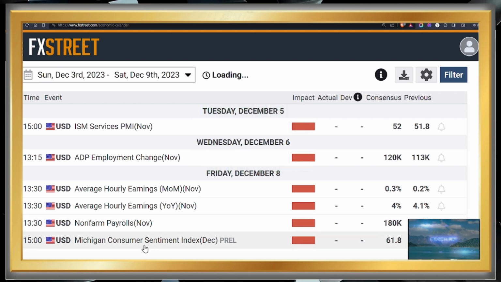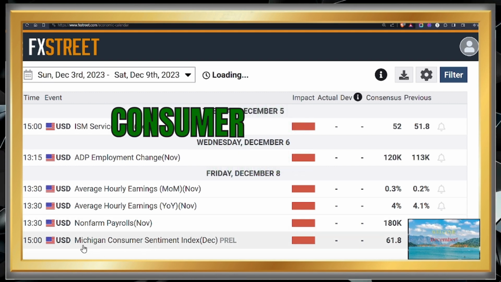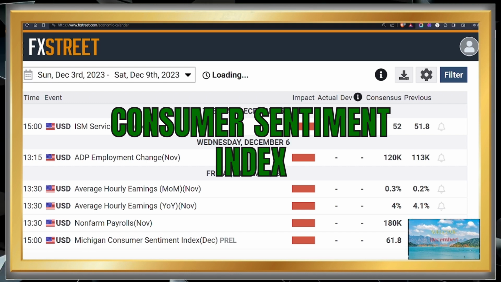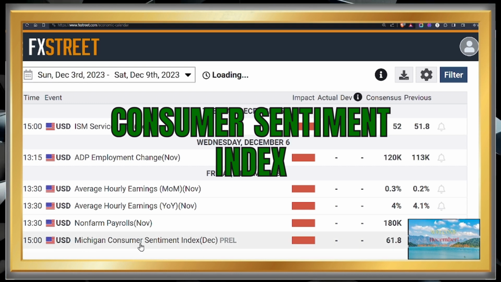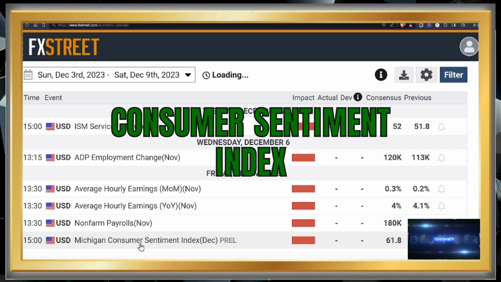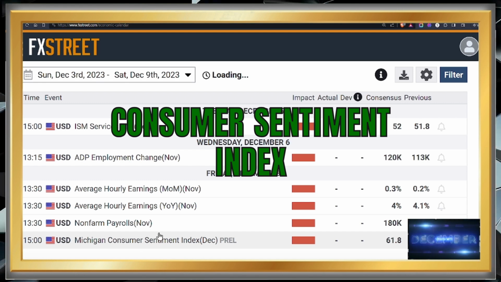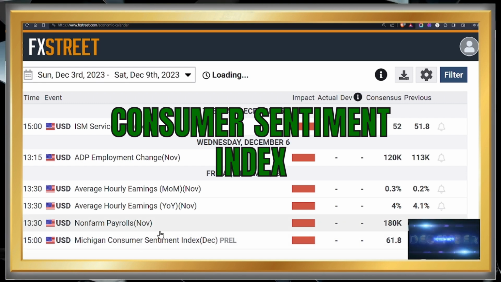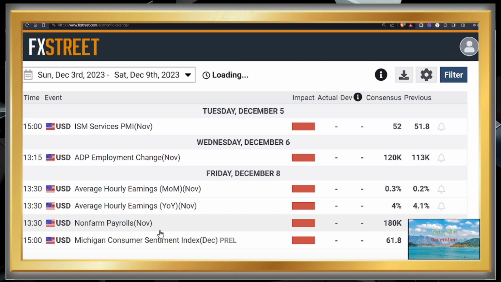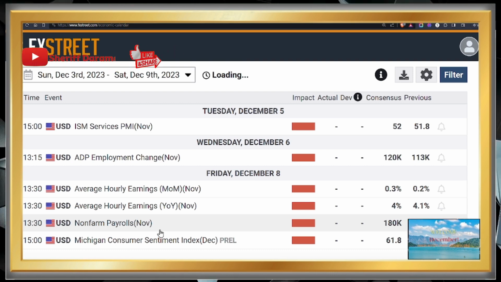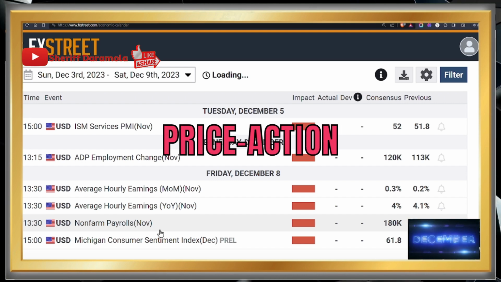Now, lastly, for the week is the survey from the University of Michigan, which summarizes the consumer sentiment index, and this is also another data that measures the level of confidence that the U.S. consumers have in the overall state of the U.S. economy. Now, with this impactful event lined up for next week, as technical traders, we do know that the anticipation of this event will be reflected on the chart as price action.